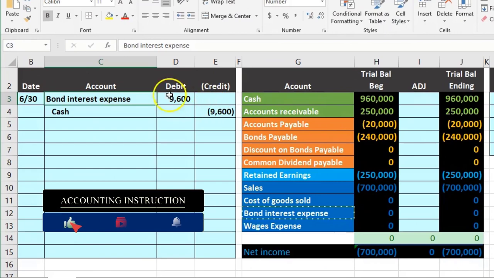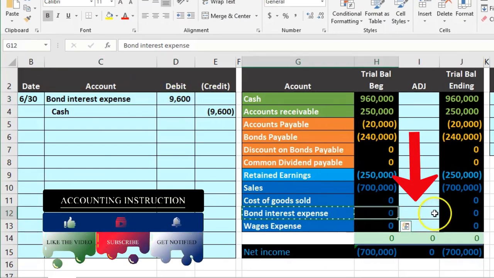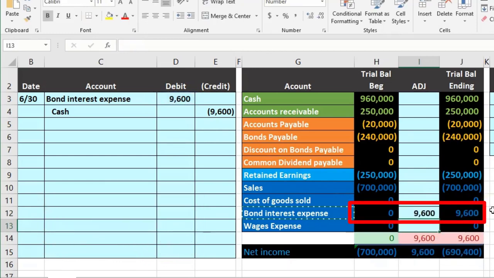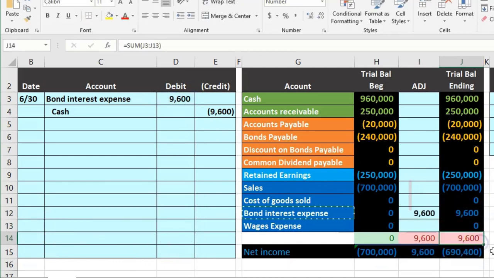So we're going to post this out. We're going to go to interest expense. Here it is on our worksheet. We're in the middle column in I12, where we say equals, point to that 9,600, bringing the zero balance up by 9,600 to 9,600. We're out of balance by 9,600. Net income goes down, revenue minus expenses.